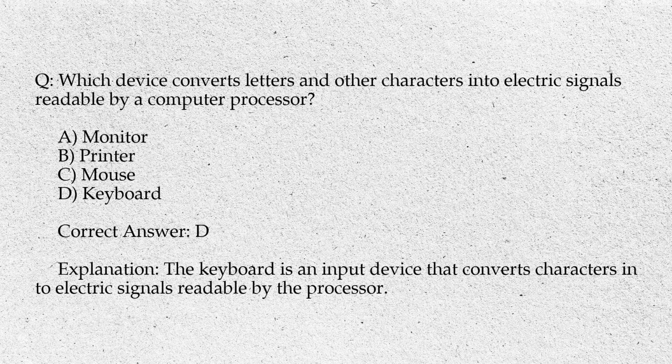Q. Which device converts letters and other characters into electric signals readable by a computer processor? A. Monitor. B. Printer. C. Mouse. D. Keyboard. Correct answer, D. Explanation. The keyboard is an input device that converts characters into electric signals readable by the processor.